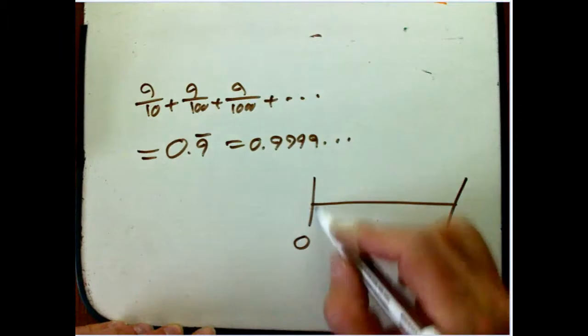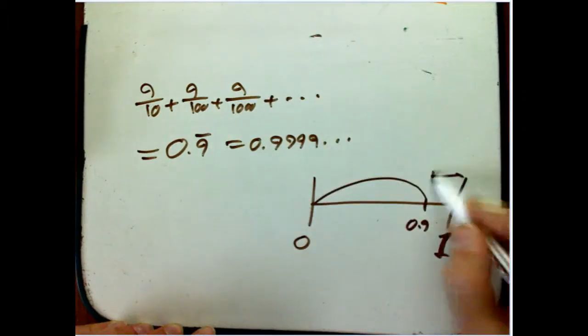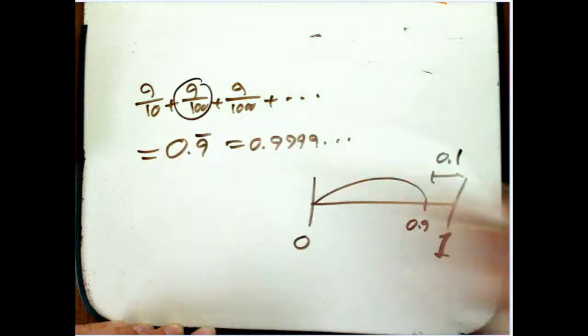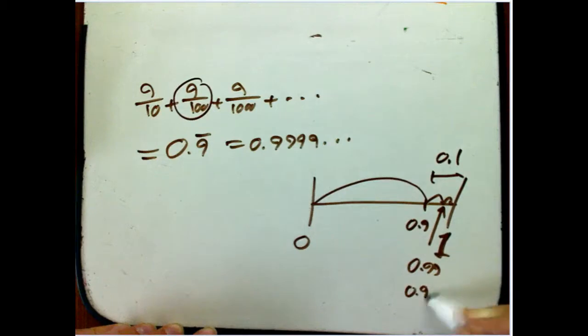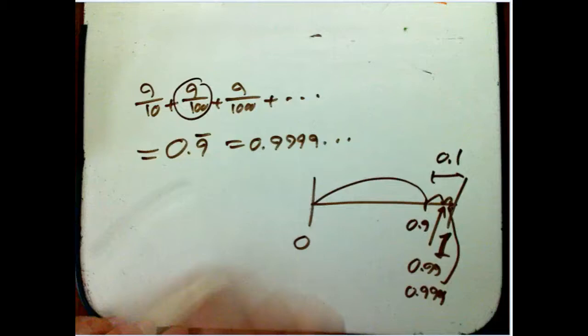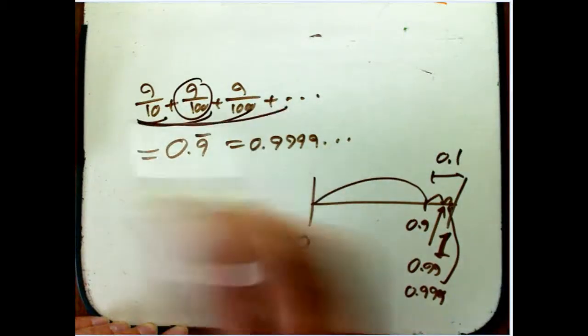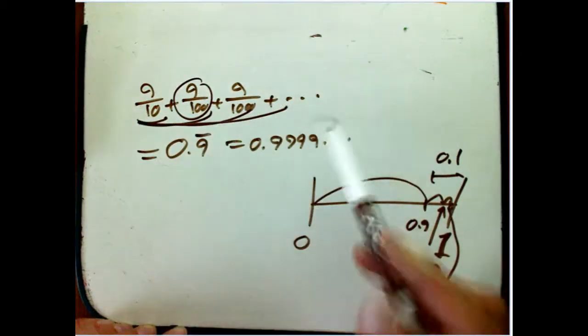What's going on is I go 9/10 of the way to 1, and I get 0.9. What's left is 0.1. And now the rule is I go 9/10 of that. Well, 9/10 of 0.1 is just another additional 9/100ths. So I get up to here, and that's 0.99. And then I go 9/10 of the way to that, and I get 0.999, etc. So as a process, this, then this, then this, the sequence of partial sums, approaches 1 but never gets there.